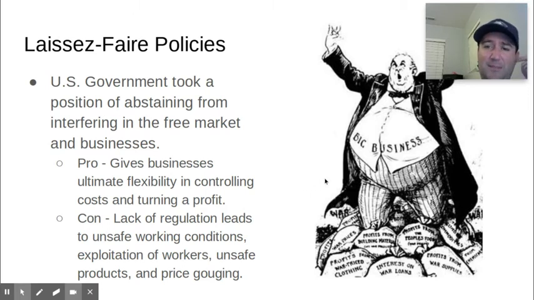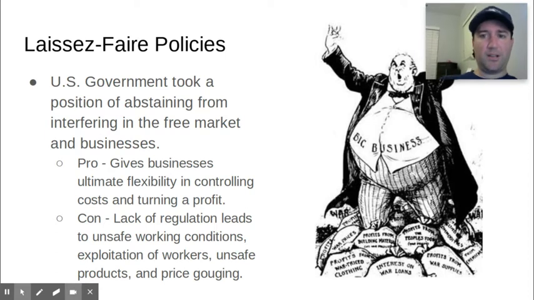And sometimes that meant that they could. Well, there's pros and cons to this. The pro is the businesses get ultimate flexibility. In doing so, they are able to turn a profit and reinvest that money into building more industry and other things. So there is an advantage to these laissez-faire policies.